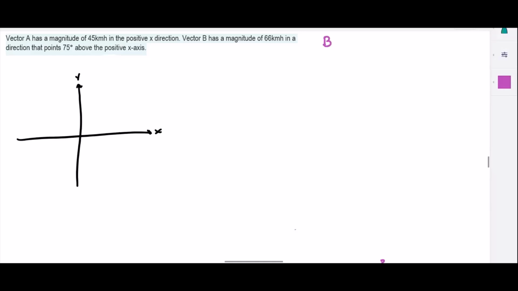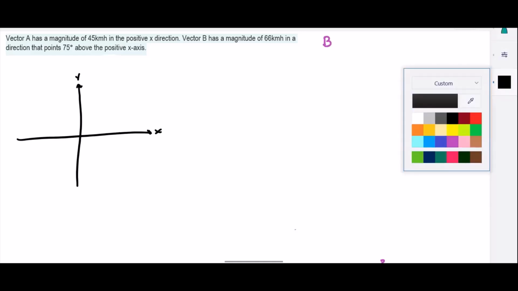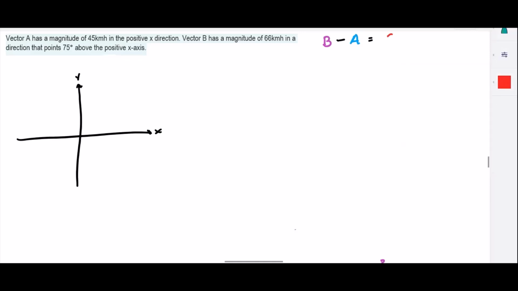Let's do B minus A equals C. Let's set this up for ourselves. We're going to do B minus A equals C. So I'm going to do the same thing I did for the last one. I'm going to go ahead and draw out what these would look like.